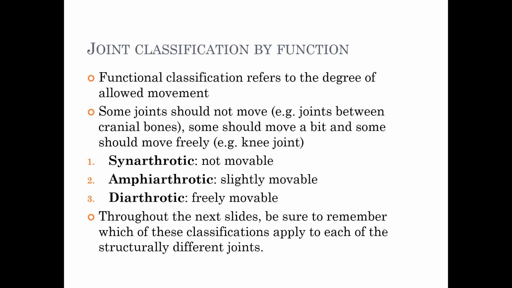So we can classify the joints by function, the degree of movement. Some joints don't move, as in the joints between the cranial bones. Some move a bit and some move freely. So we have different names for those. Synarthrotic joints are completely non-movable. Amphiarthrotic joints are slightly movable, and diarthrotic joints are freely movable.